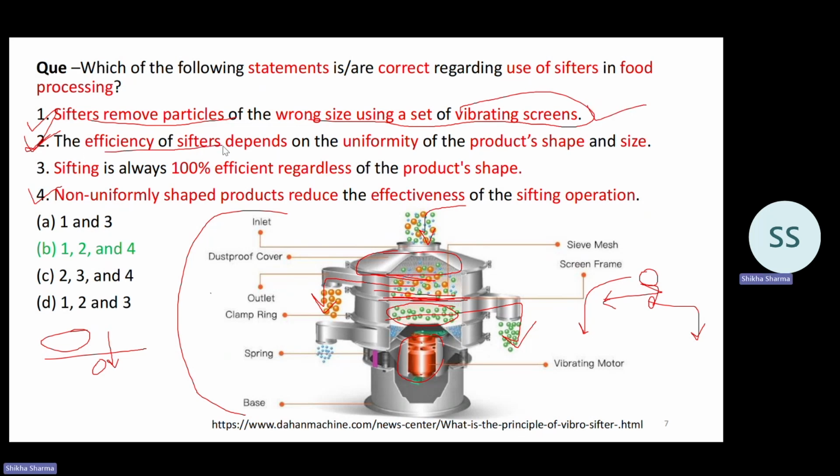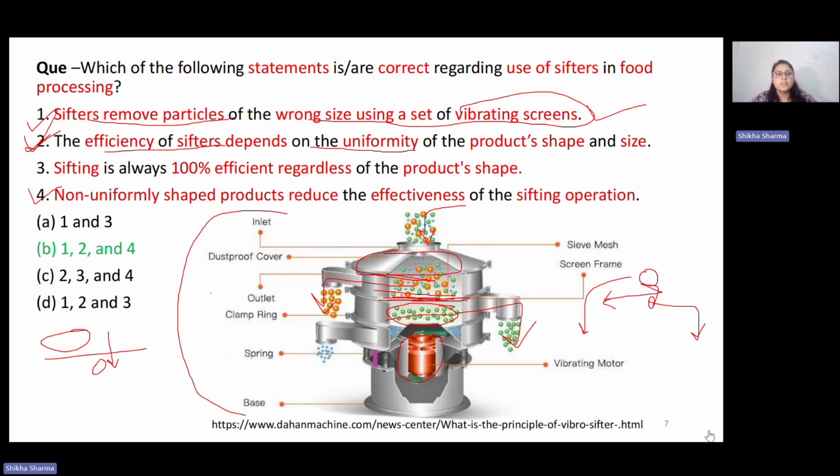Then the efficiency of the sifters depends on the uniformity of the product shape and size. Which is also correct, as we discussed just now, that the product shape and the size must be uniform for good efficiency of the sifting process. And then the third says that sifting is always 100% efficient regardless of the product shape, which is wrong, because if the product shape is irregular, obviously the efficiency of the sifting process is going to be affected.